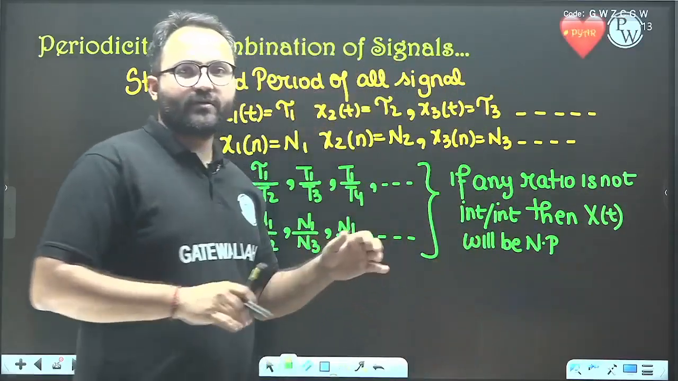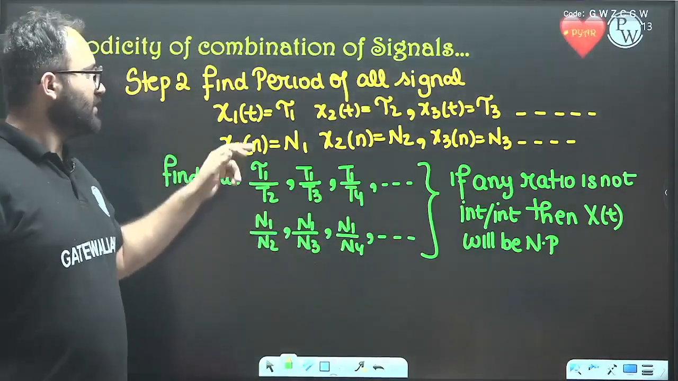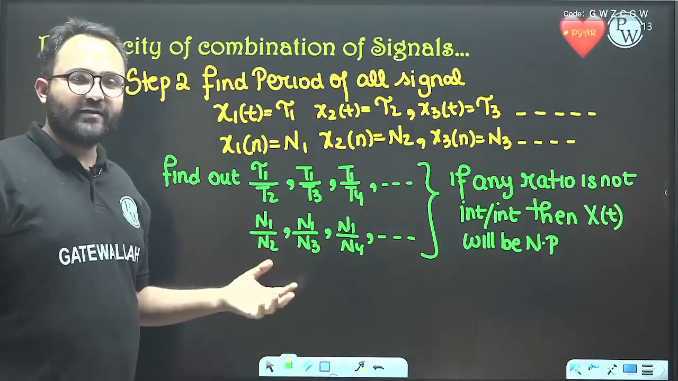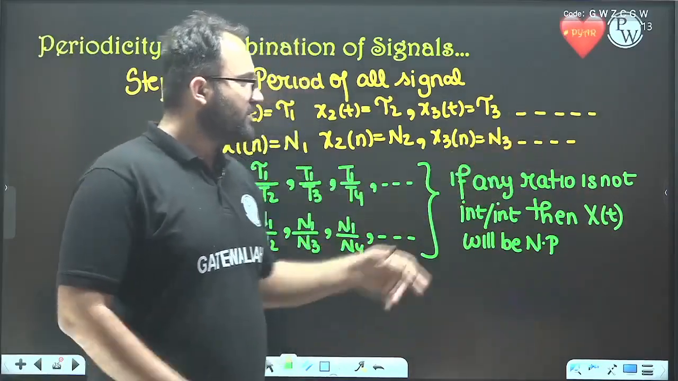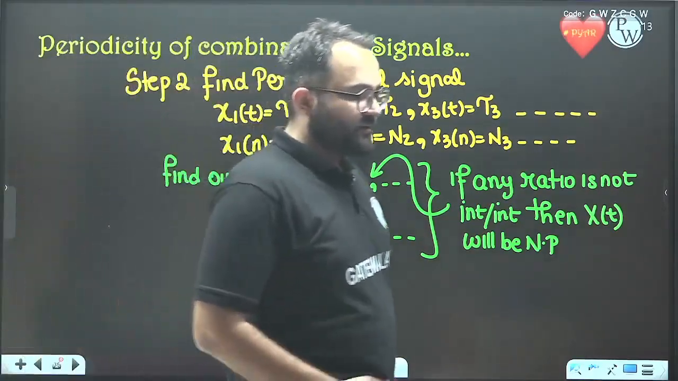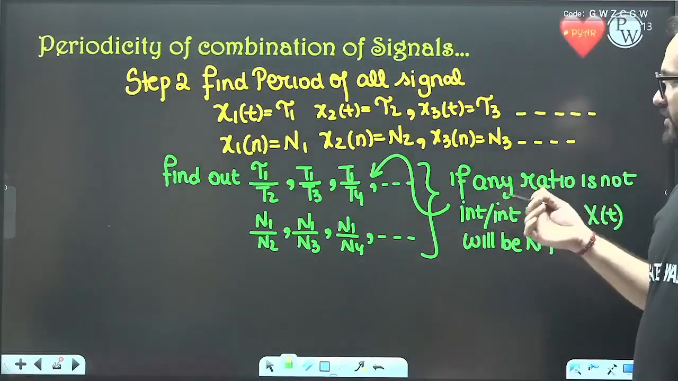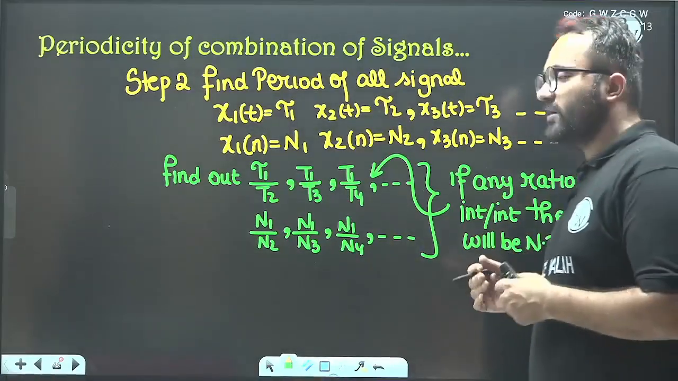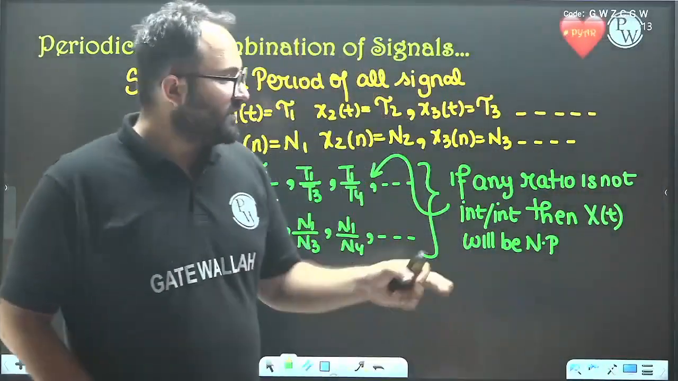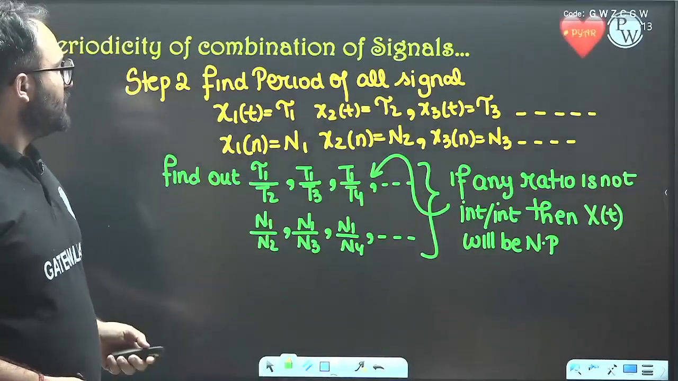Why have we not written the condition here for capital Xn? Because in the case of a discrete signal, these N1, N2, N3 are always integers, so these ratios will always be integer upon integer. So this condition is only for the continuous time domain signal. For discrete time, the period ratios N1 upon N2, N1 upon N3, N1 upon N4 are always integer upon integer, because the periods are always integers. Okay. Now let's move on.